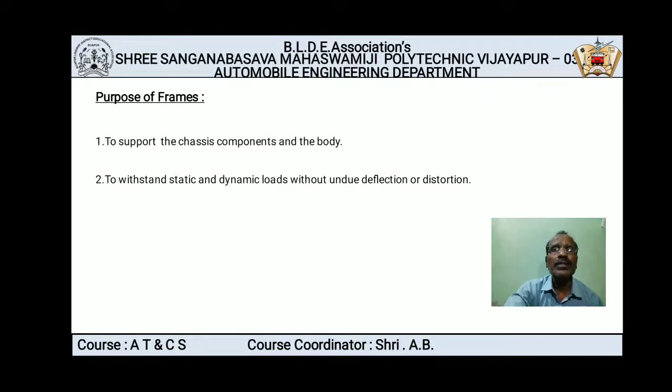Number 1 is to support the chassis components and the body. Second one, to withstand static and dynamic loads without undue deflection or distortion. To support the components fitted on the body, the frame plays a very important role. Second, it has to withstand the dynamic and static loads coming on the chassis frame without undue deflection or distortion.